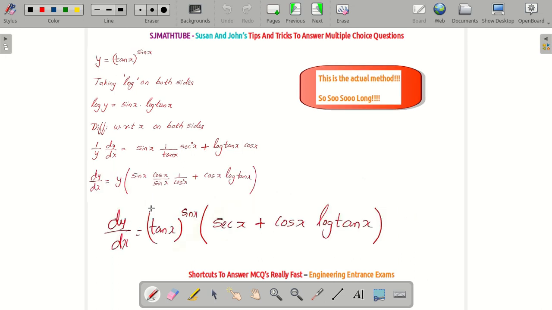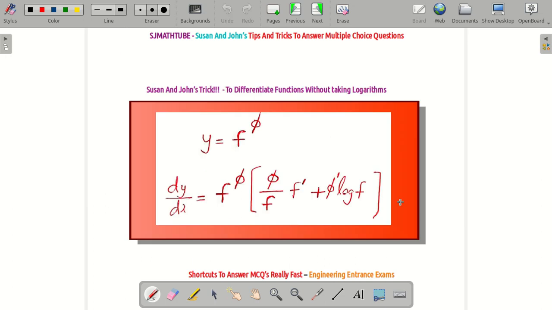Anyway, after so many steps, we got the answer. But my friends, if they ask the same question for an engineering entrance exam, you can be happy because we have a trick. Just check out this formula. This works for variable to the power variable. So if you have a function in the form variable to the power variable or variable function to the power function, you just apply this formula and find the answer.